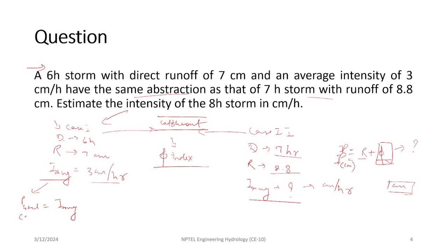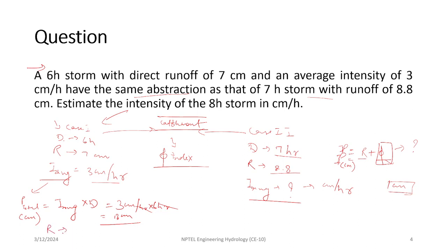P total will be in units of centimeter, right? Intensity, 3 centimeter per hour, multiplied by duration, 6 hours. So it will be 18 centimeter. You are right. So now we know that P total is 18 centimeter.